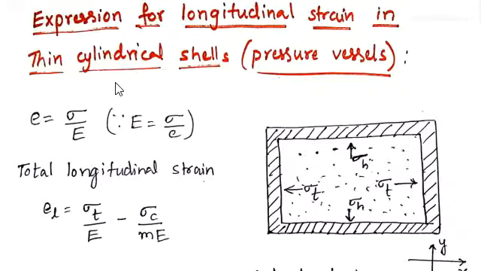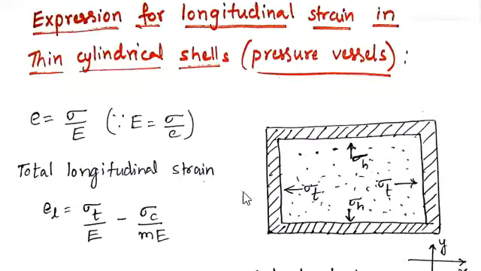So we know that from the basic definition of Young's modulus, it is stress by strain, and from that, if we write strain, that is stress by Young's modulus. So here we require longitudinal strain. So longitudinal strain is nothing but longitudinal stress by Young's modulus, and here to get the actual total longitudinal strain, we are removing this term from this term. So let us see why we have to remove this term from this term to get the total longitudinal strain.